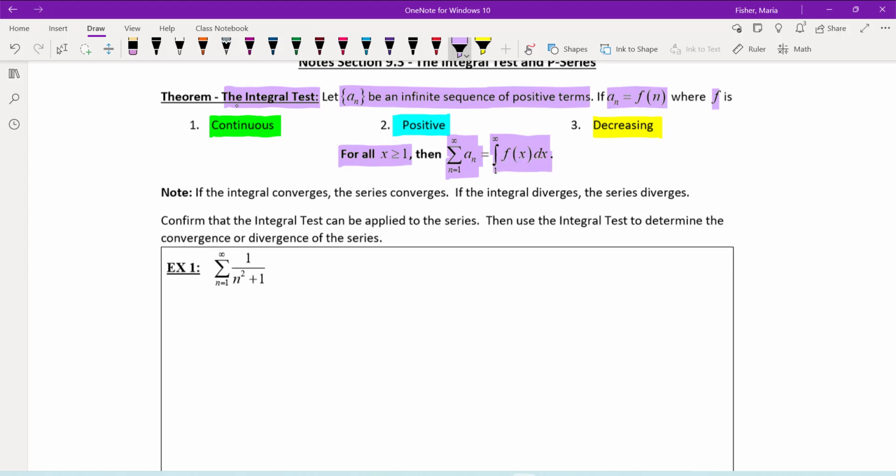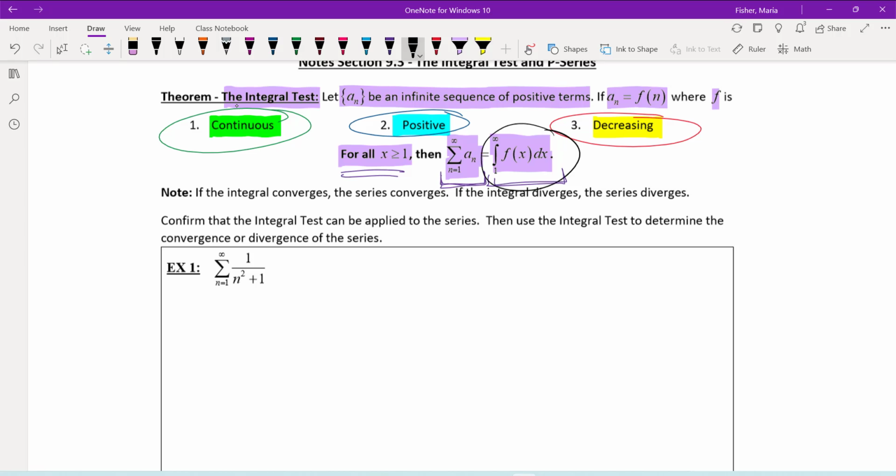So the integral test says if you can show that you are continuous, that you are positive, and that you are decreasing for all x's greater than or equal to 1, then you can rewrite your infinite series as an improper integral. Once we have it written as an improper integral, we evaluate this improper integral, as we did in section 8.8, and if the integral converges, the series also converges. If the integral diverges, the series will also diverge.